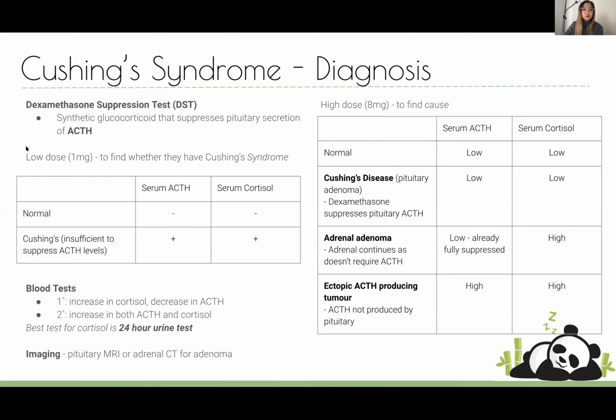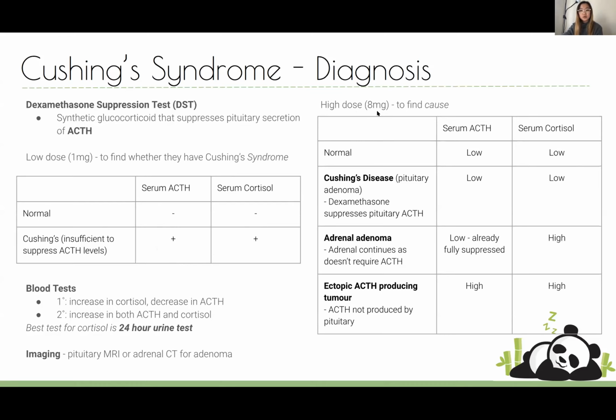So first you do a low dose, or 1 milligram dose. You give them a little bit of dexamethasone to see whether they have Cushing's syndrome, so that's just an increase in cortisol. If you're normal and you don't have Cushing's syndrome, it'll suppress your ACTH and you'll get a decrease in serum cortisol. But if you have Cushing's, then that little bit of dexamethasone will be insufficient to suppress enough of your ACTH, and so you still have a relative increase in ACTH and a relative increase in serum cortisol. And if this is the case, you do a high dose dexamethasone suppression test.